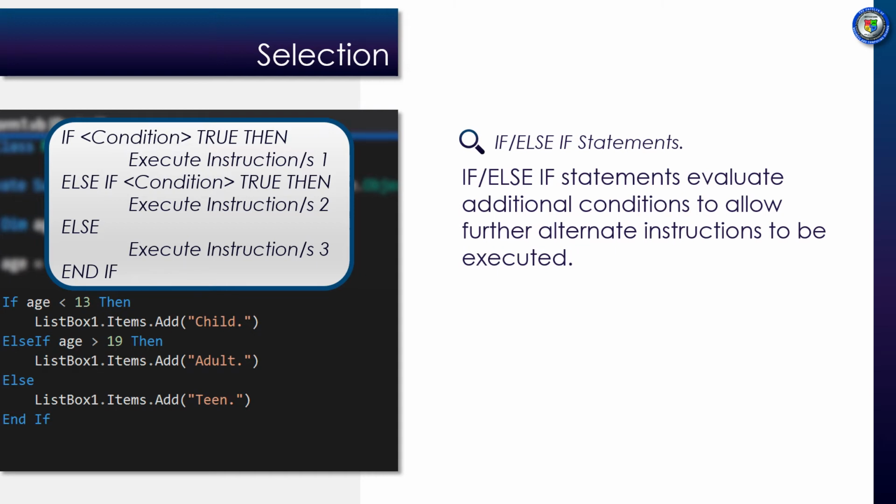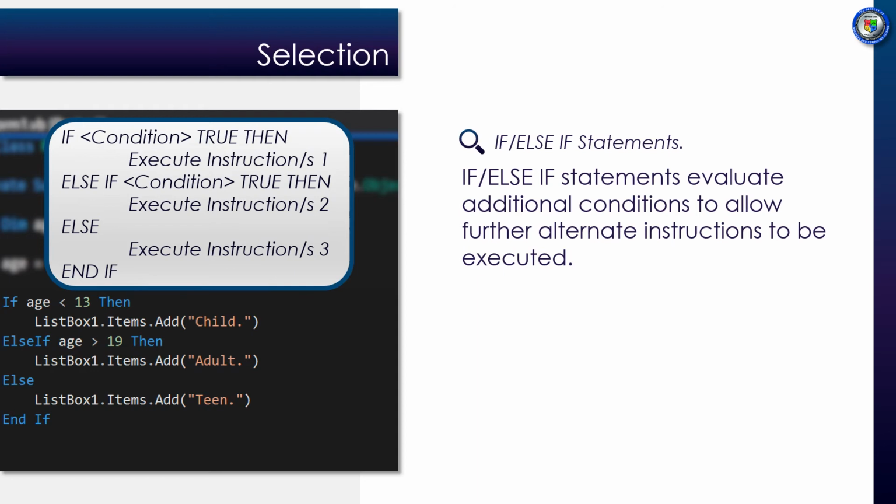If age is less than 13, then if that condition is met or true, then child will be executed and displayed in our list box. Else if, which allows us to evaluate our second condition, which is age is greater than 19, and if that condition is met and true, then adult will be displayed within our list box. Our second condition will be executed.